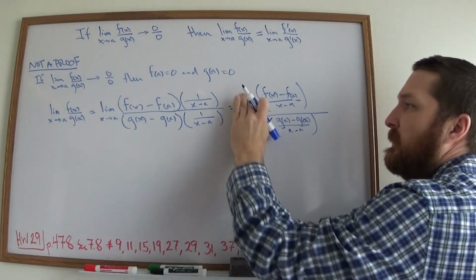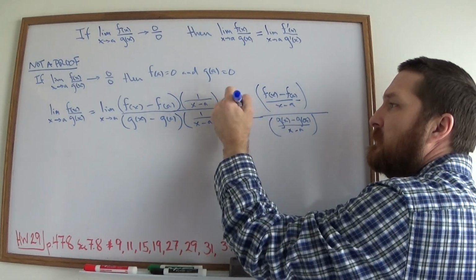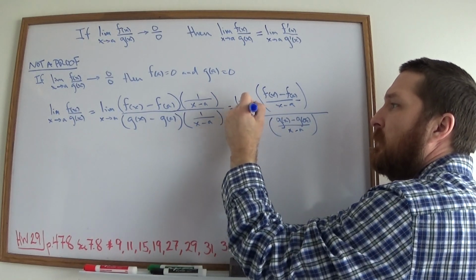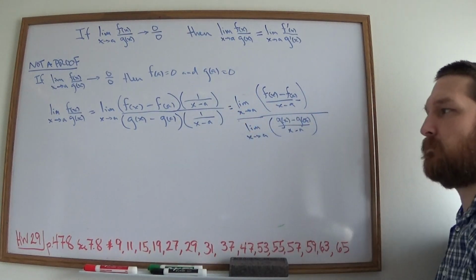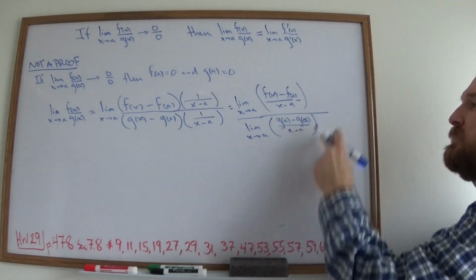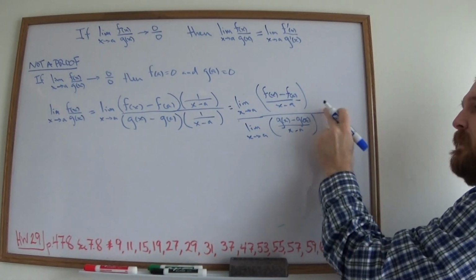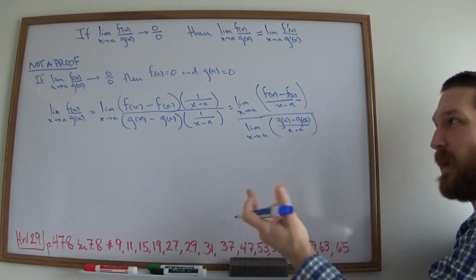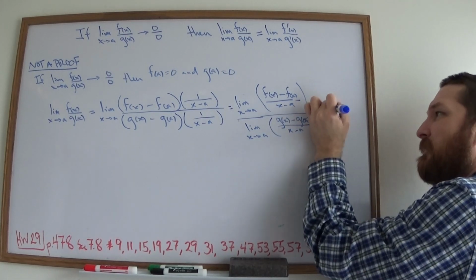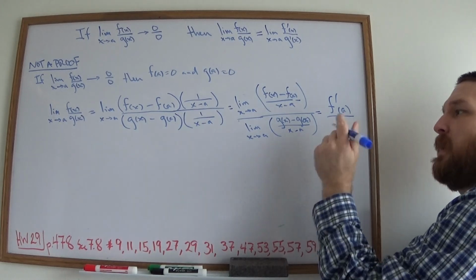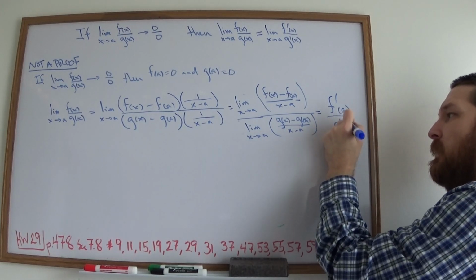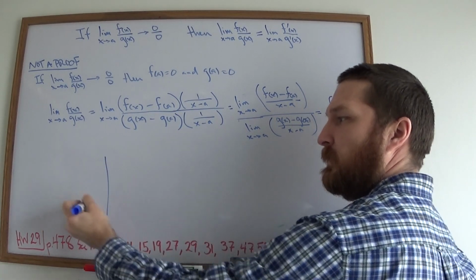And that's the same thing as this, right? But that's just the derivative at A, right? Like that's just f prime at A. And that's just g prime at A. Right? And let's just make sure here.